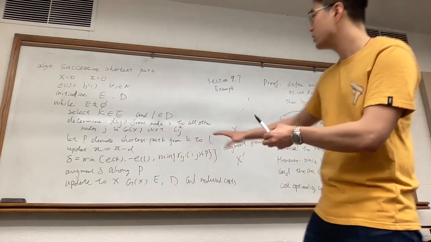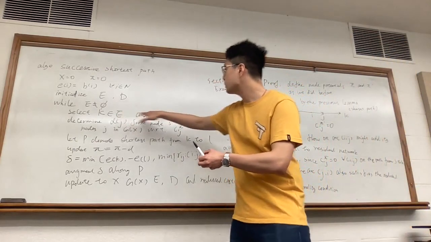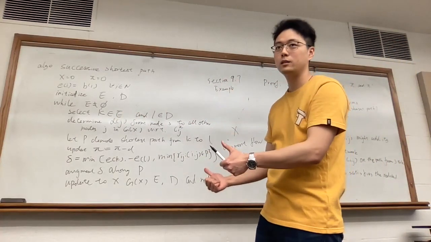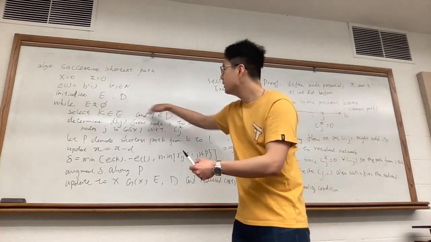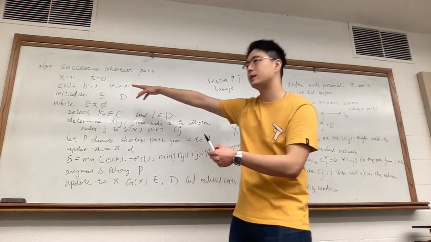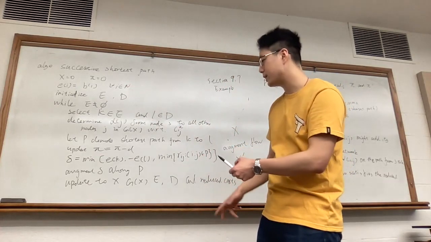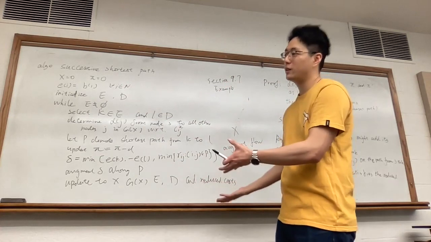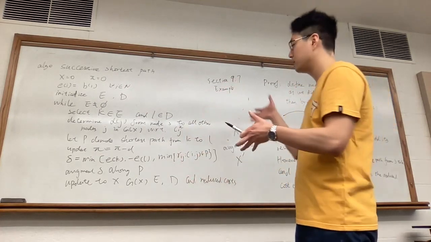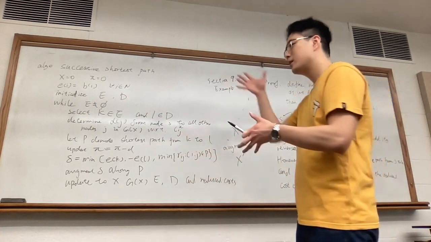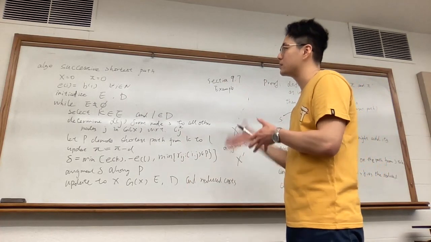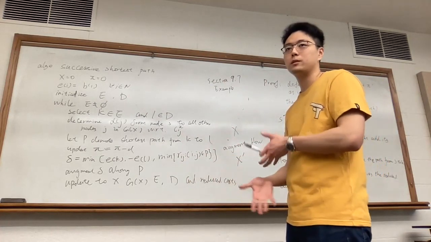Then, as long as you can make the excess node set and deficit node set empty at the end, you are done. If E and D are both empty, then all the balance constraints are satisfied. That's to say the feasibility condition is satisfied, and the optimality condition is satisfied. Then this is a feasible and optimal solution, and you are done.